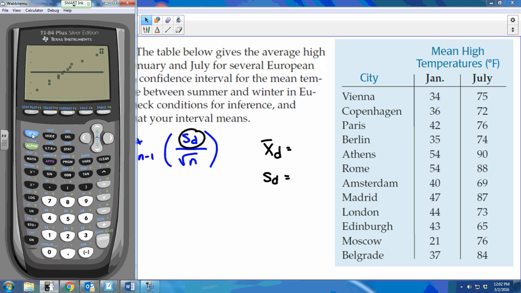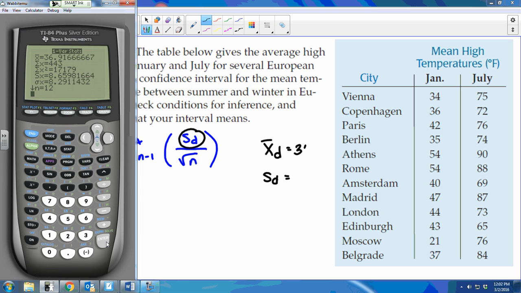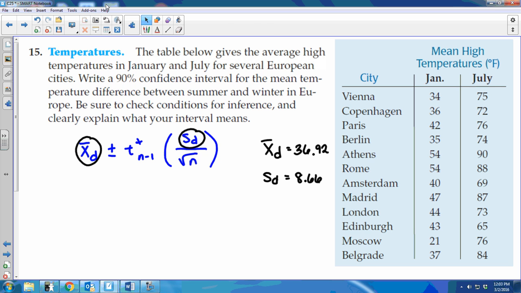So list 3, I get a mean of the differences of 36.92, and a standard deviation of the differences of 8.66. It said n equals 12. That means there's 12 cities. So what's my degrees of freedom going to be? 11. 12 pairs minus 1 is 11. And so then how am I going to find my critical value?